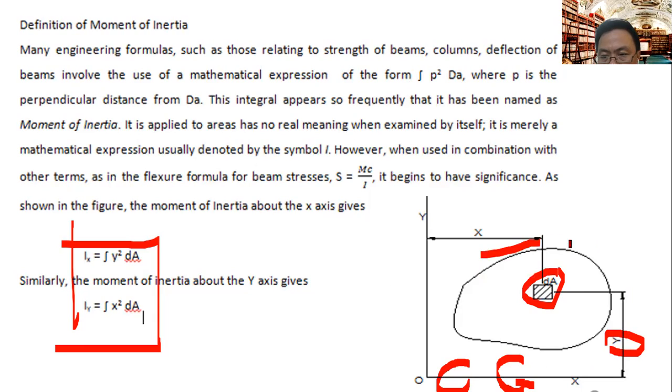If this is a big area, we just make a very small strip, just like a rectangular strip, so that it would be easy to calculate if this area is described by boundaries of lines or equations. It would be better to make it into rectangular strips, because a rectangle can be easily calculated as base times height, or x and y. So this is the derivation.